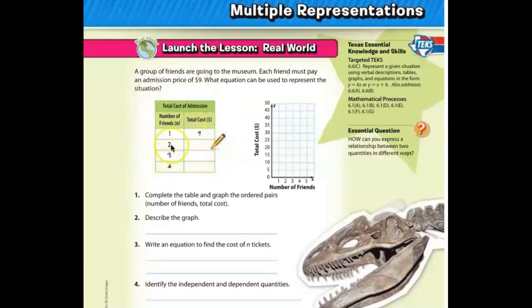So we're going to complete this table and then we're going to take that information and we're going to put it in a graph. But we're also going to make an equation so that we can figure out how much any combination of friends would cost to go to the museum. So complete the table first. So if you have one friend, it costs $9. So how much would two friends cost? Go ahead and answer that for me, please.